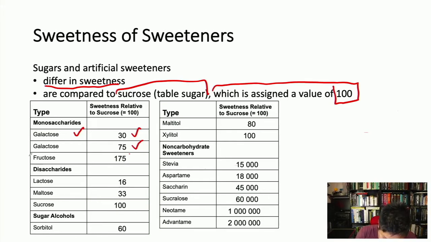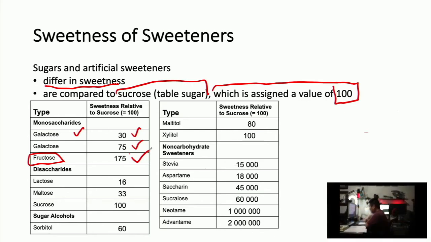But fructose by itself is actually even more sweet than its combination of fructose and glucose together, which is sucrose, right? So that's interesting. It's interesting that fructose, which is a part of sucrose, is sweeter than sucrose. Compared to the other disaccharides, lactose is at 16, maltose is at 33. So both of those are actually less sweet than sugar, than sucrose, table sugar.